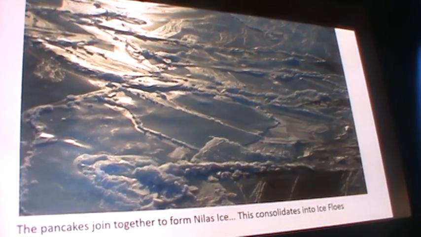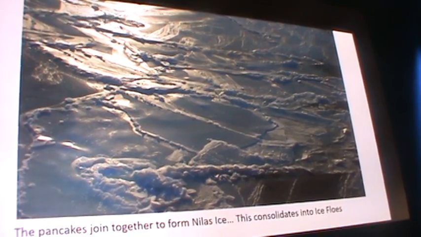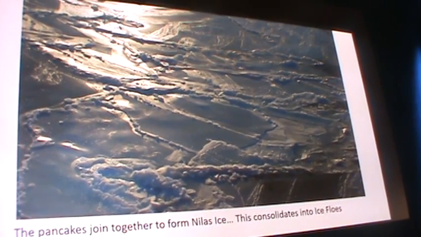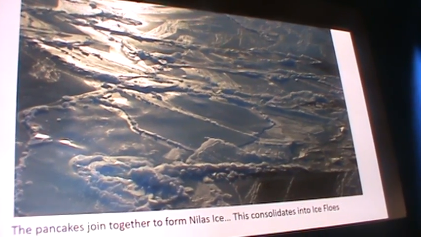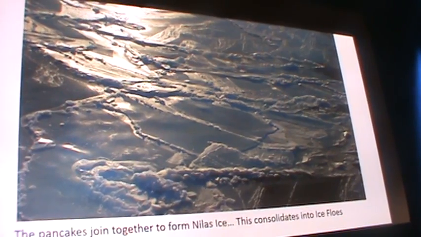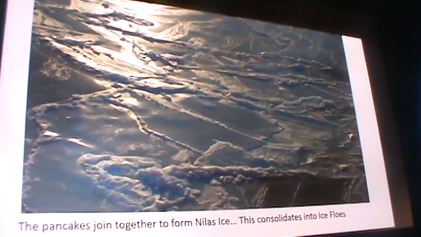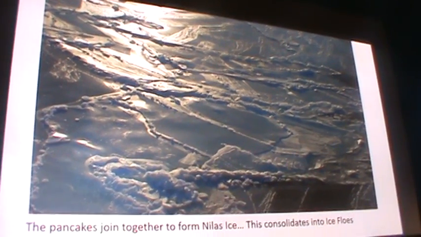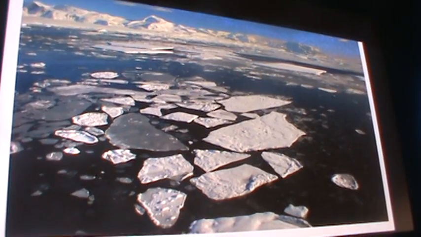And then those pancakes join together to form nilas ice, which is a lovely name. So there's the nilas ice, and that ice consolidates into these large ice floes. And that can be anything from just a few metres to hundreds and hundreds of square miles. So that's how the ocean freezes every winter and covers over in these beautiful bits of sea ice, and then it all melts again in the spring.